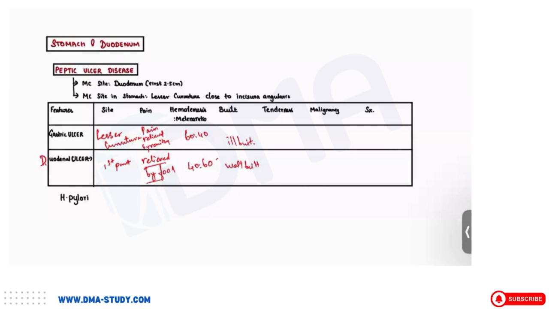Tenderness is seen in the epigastric region, and here you may see it in the duodenal point. The malignancy risk is 0.5 to 5%, and here there is no malignancy risk. Surgery is gastrectomy, and here it's a truncal vagotomy. Okay, this is peptic ulcer disease, people.